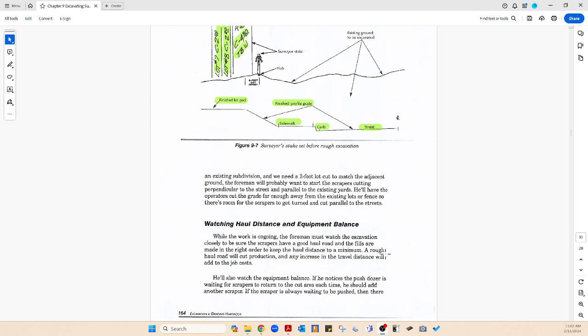So the travel time from cut to fill is number one when planning excavation. How long is it going to take me to get dirt from the cut area to the fill area? A mass haul diagram will assist in this determination. The information that comes from a mass haul diagram can help the foreman determine where to start and the direction of the earth moving operation.